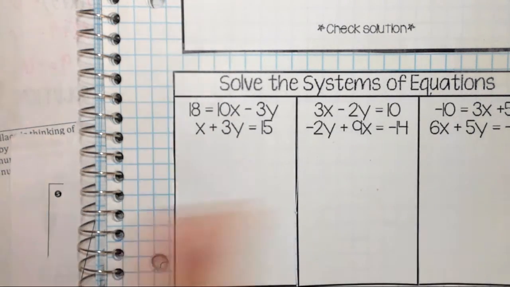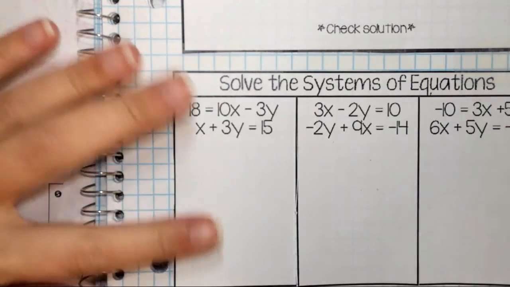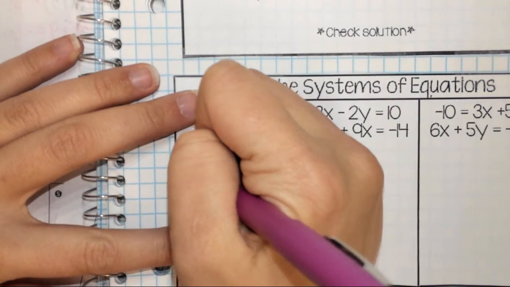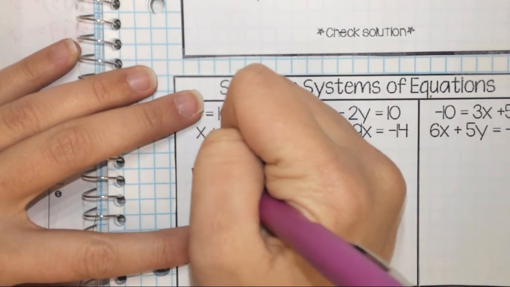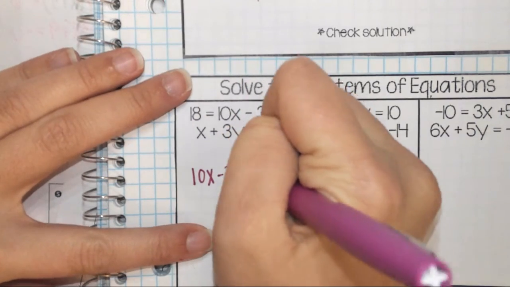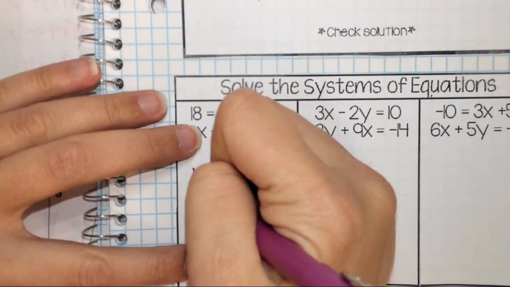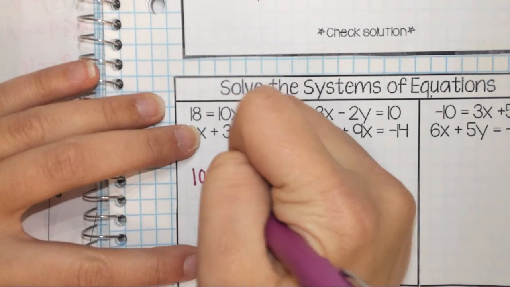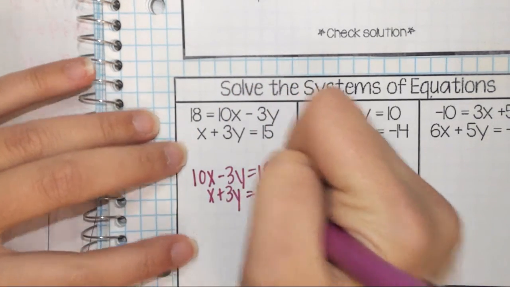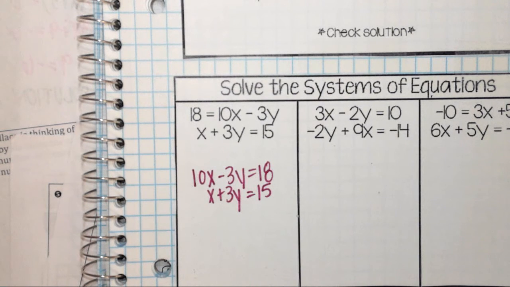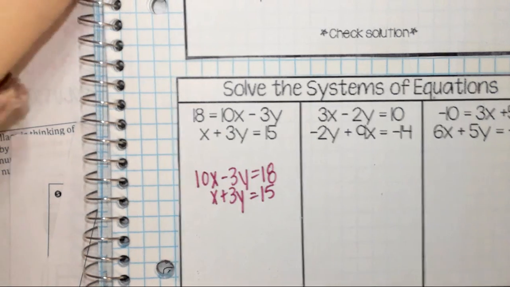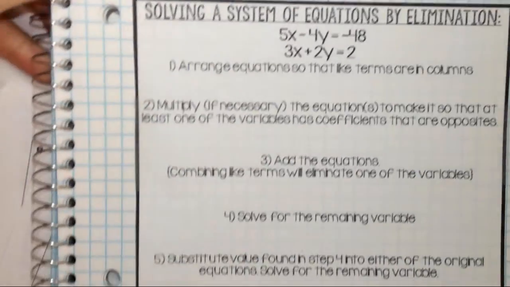Let's rewrite the top so that our x and y are on the left side and our answer is on the right. So I'm going to rewrite it as 10x minus 3y equals 18. And then I'm just going to bring my bottom equation down to x plus 3y equals 15. So we did step 1. It said to arrange the equation so that like terms are in columns.